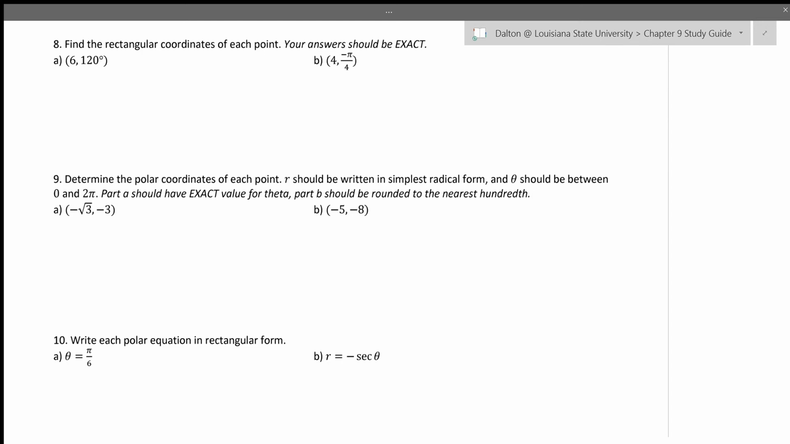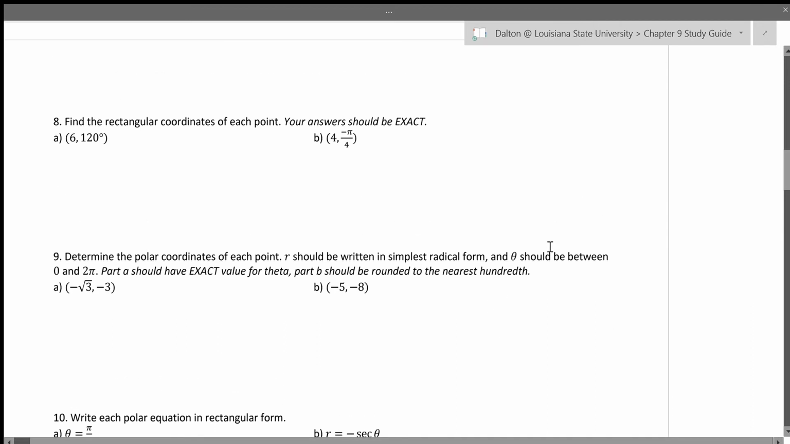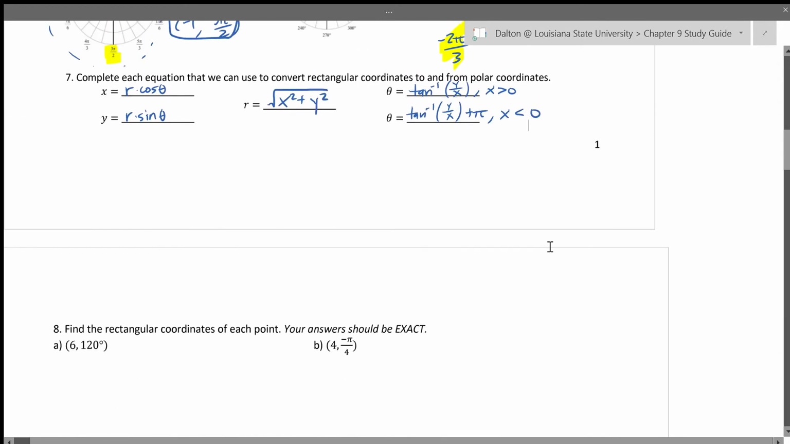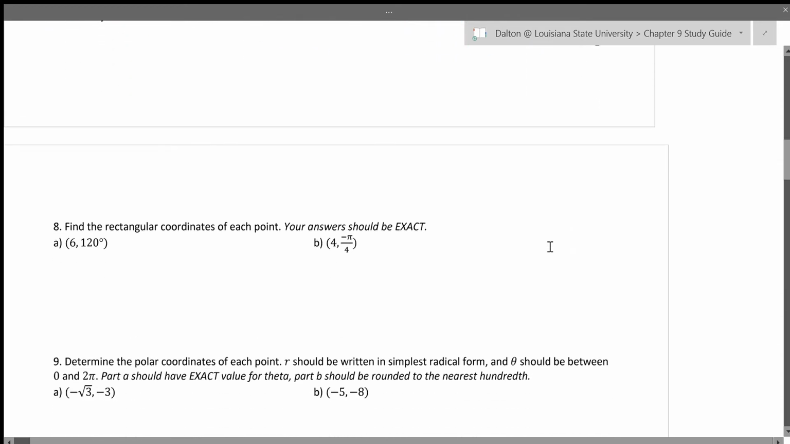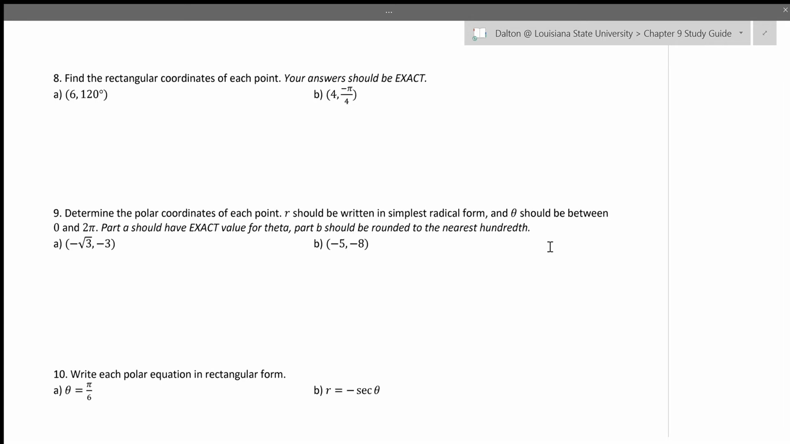Okay, this is page 2 of your chapter 9 study guide. This is going to start our conversions from rectangular to polar coordinates. So number 7 from the first page is going to be very useful for these next few problems. Number 8 says find the rectangular coordinates of each point. So your answer should be exact.